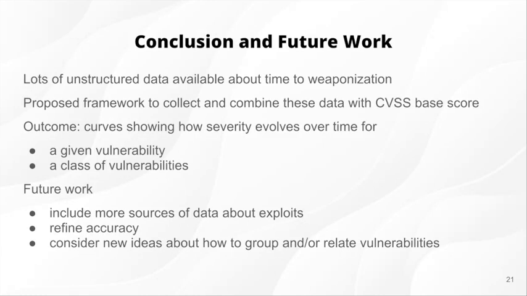So to conclude, we have lots of unstructured data available about time to weaponization. So we propose a framework to collect and combine this data with CVSS base scores. Our outcome are curves showing how severity evolves over time for a given vulnerability or a class of vulnerabilities. And future work involves including more sources of data about exploits, refining the notion of accuracy, and considering new ideas about how to group or relate vulnerabilities.